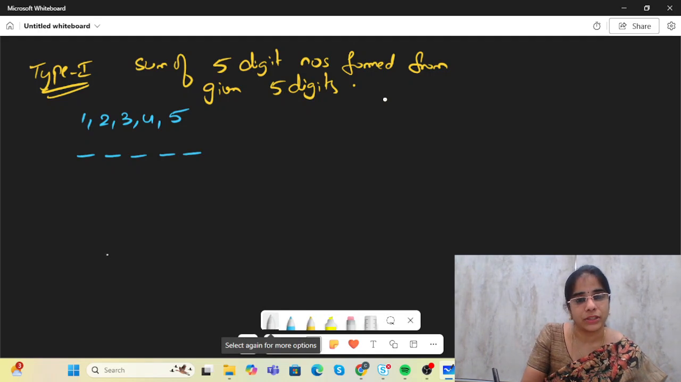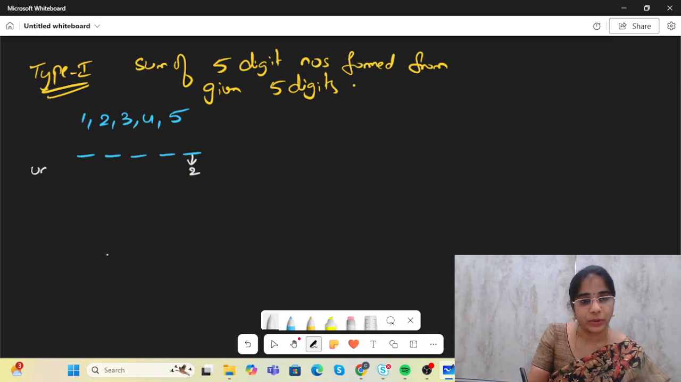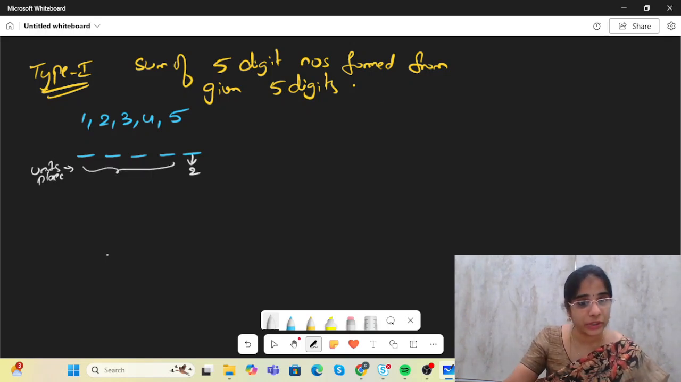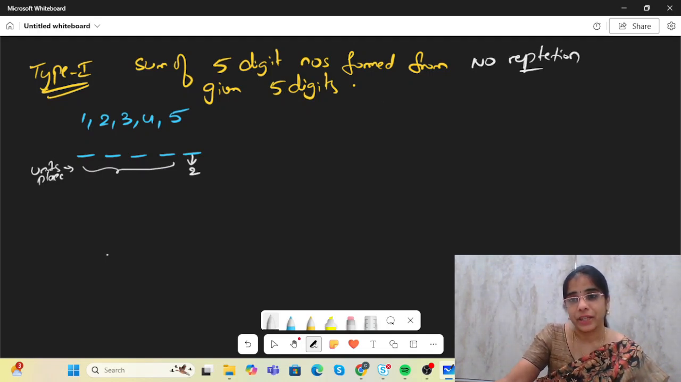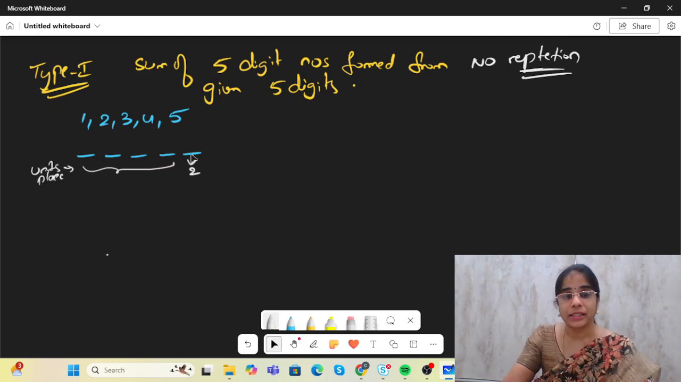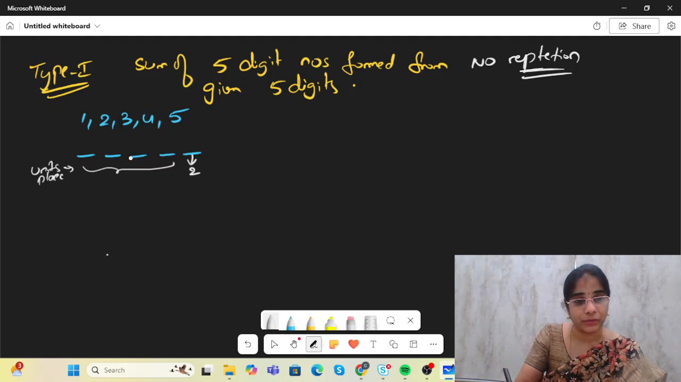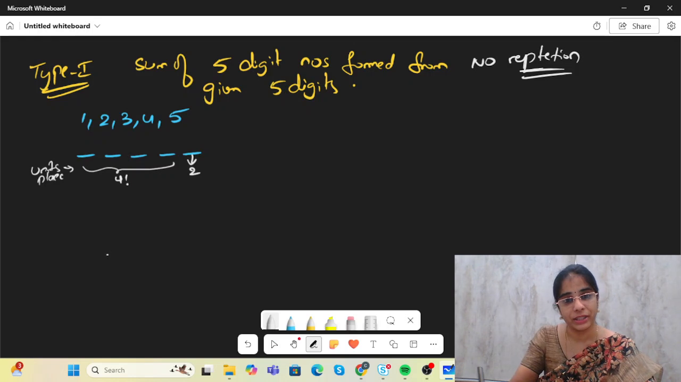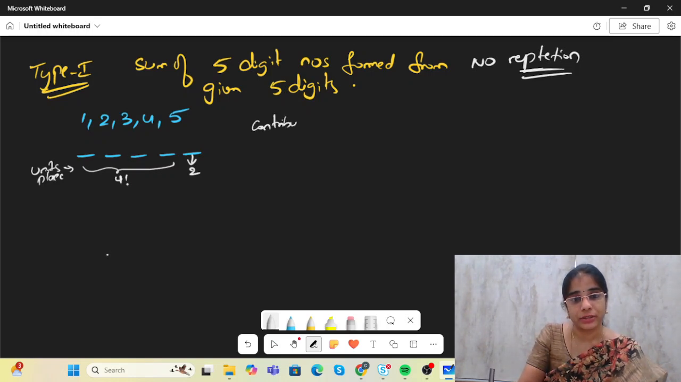Now let me go with the digit 2. Suppose 2 is in the units place, let it be. When 2 is in the units place, how many such numbers do I have here? There is no repetition here. My question is the no repetition case. When there is no repetition, I said 2 is in my units place. Now the remaining 1, 3, 4, 5 digits can be anywhere. That is all my 4 factorial, right? So the contribution from 2 in the units place is 2 into 4 factorial.